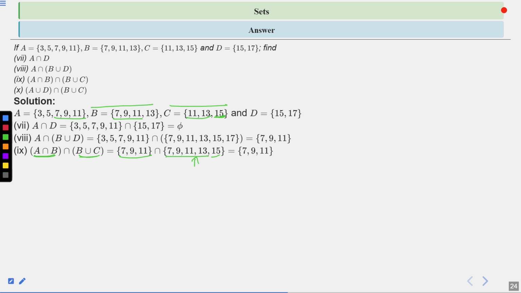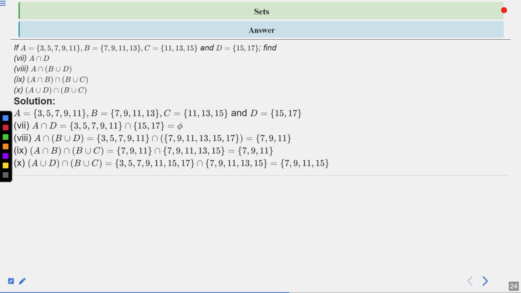Now the intersection between these two sets, A intersection B and B union C. For the intersection, we have to find the common elements. Identify common elements: 7, 9 and 11 are these 3. So we have these 3 elements common to both sets. So the intersection is going to be the set with 3 elements, 7, 9, 11. Clear?